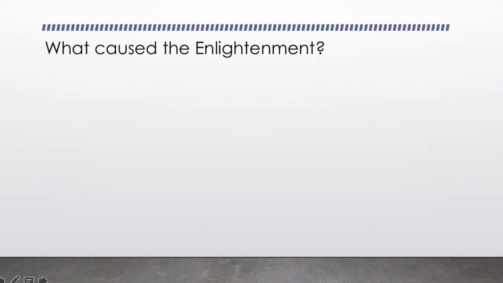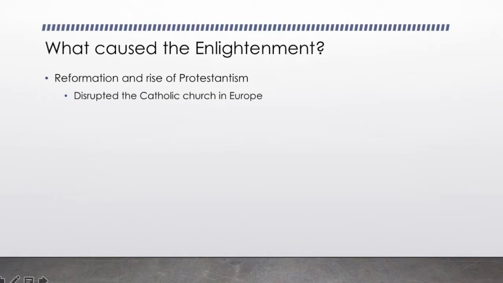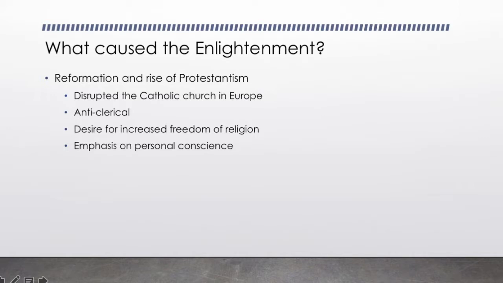Now we're going to talk about what caused the Enlightenment. Some noted causes of the Enlightenment include the Renaissance, Reformation, and the Scientific Revolution. The Reformation and rise of Protestantism disrupted the Catholic Church in Europe. Protestantism was anti-clerical, arguing for the importance of Scripture and personal faith in salvation, rather than insisting that salvation was exclusively the Church's to provide. This caused a desire for increased freedom of religion and emphasis on personal conscience.